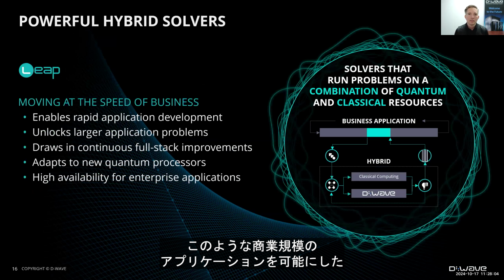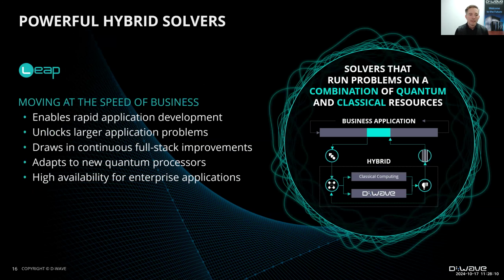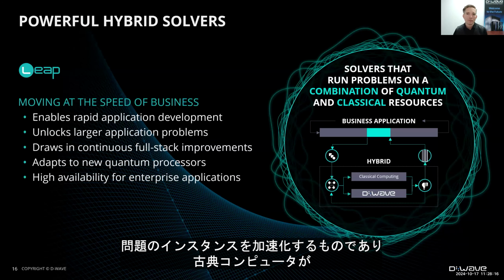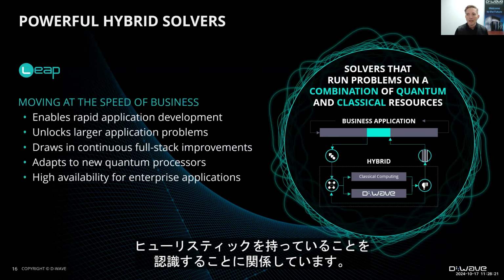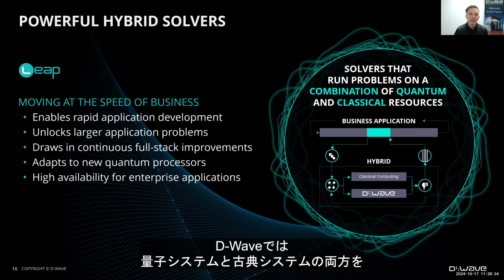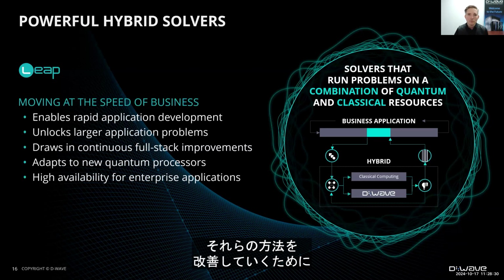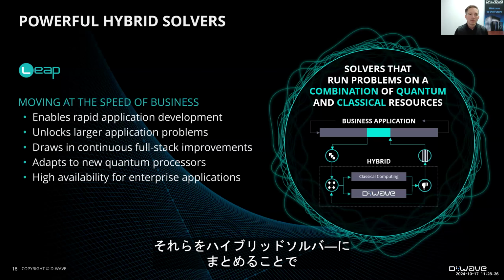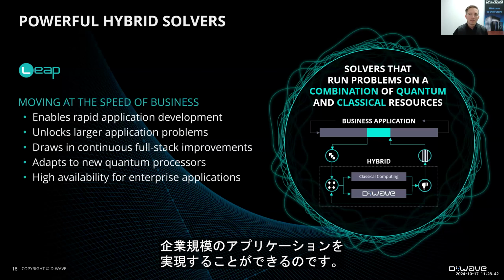A really important innovation that has made these commercial scale applications possible is hybrid solvers. It's about recognizing that quantum computers are about accelerating some problems, some instances of problems, and classical computers have some very valuable heuristics that they can contribute to problem solving. And at D-Wave, we've studied both quantum and classical systems for so long now that we know exactly how to fit them together, and we're continuing to improve those methods for combining them consistently over time. By putting them together in hybrid solvers, we're really enabling you to do much more rapid application development. It's allowing you to reach applications at full scale, full enterprise scale.